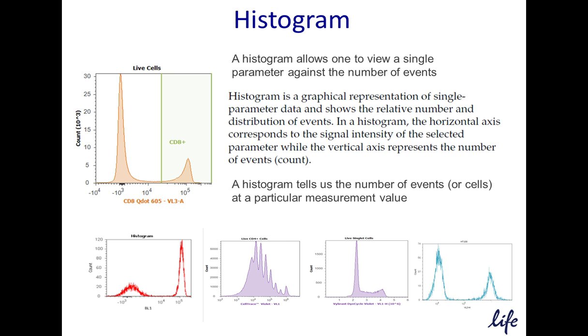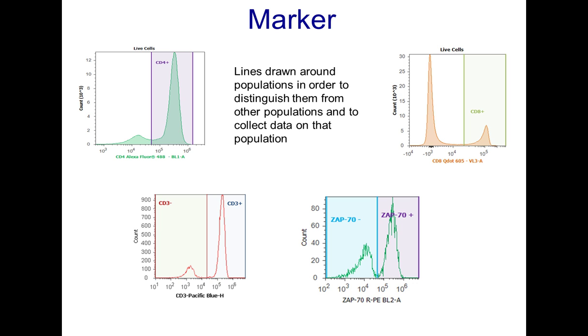A histogram is a graphical representation of a single parameter data and shows the relative number and distribution of events. In a histogram, the horizontal axis, or x-axis, corresponds to the signal intensity of the selected parameter, while the vertical axis represents the number of cells, or the count. Histograms can give rise to a variety of shapes, as seen in the examples at the bottom of the slide. A histogram can also be called a single parameter plot.